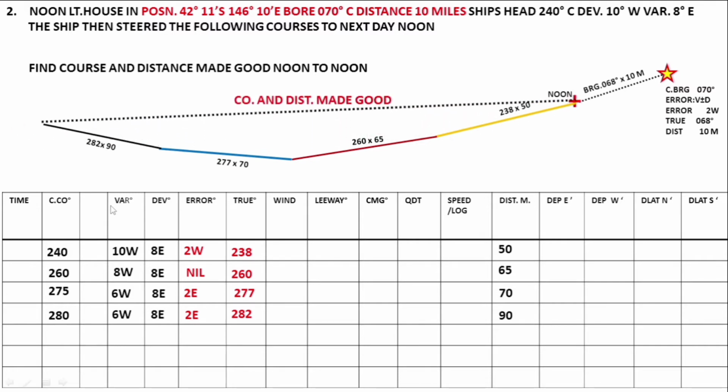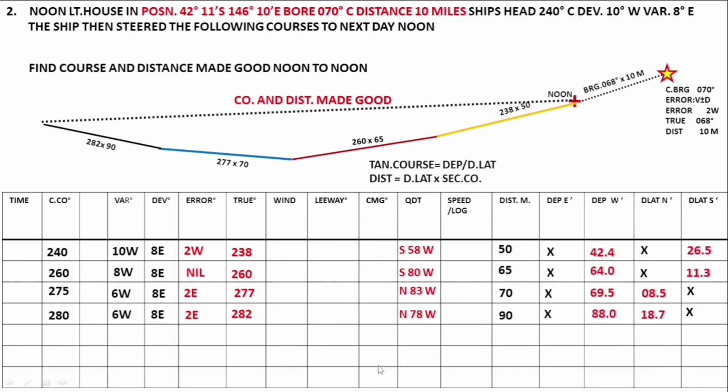So in this particular case, you won't require to know any of these positions. Straight away the question would be that you find out your total dlat, total departure, and you can use this formula to obtain your course made good and distance made good. So here I have done it, and these are your dlats and departures.